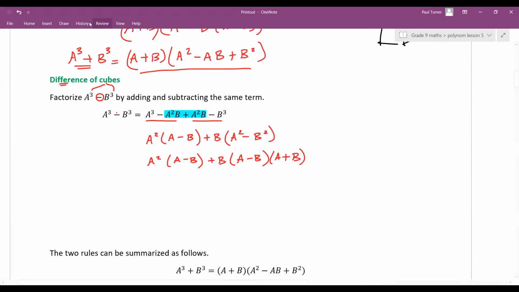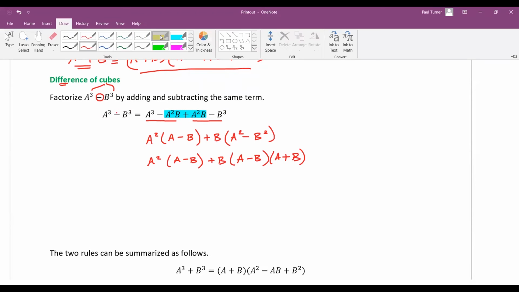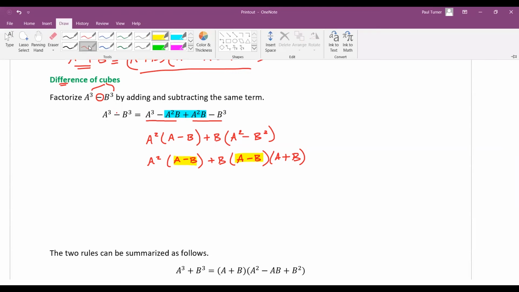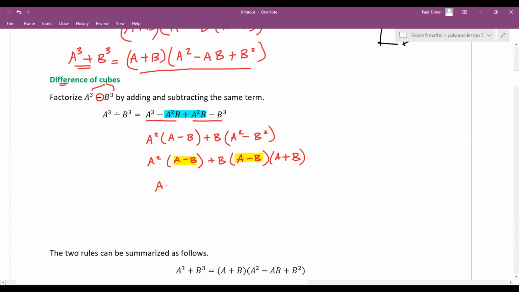Okay, so now we see the common factor, which is a minus b, and then we'll take that out. So we've got a minus b put in the front. You're left with a squared plus b from here, and then the a plus b here.